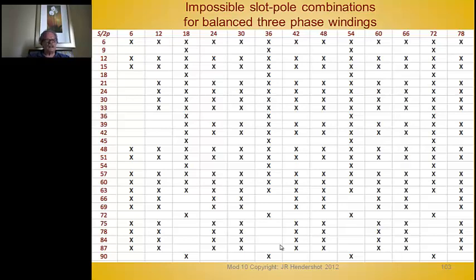In other words, you can't have six slots and six poles. You can't have 12 slots and six poles. These are the ones that aren't possible. I gave you a reference of a book that gives you the ones that are. So any slot and pole combination you come up with, you look it up in this list. If it's here, it won't work.